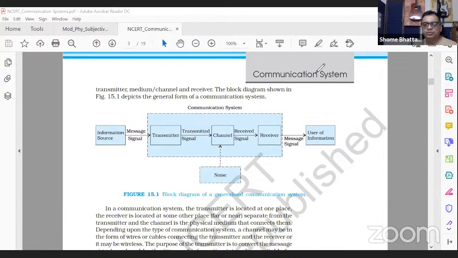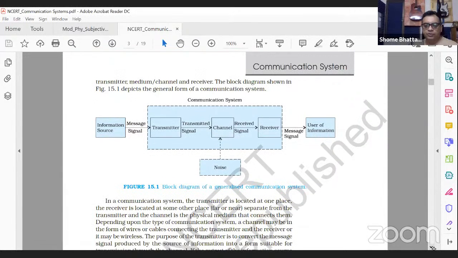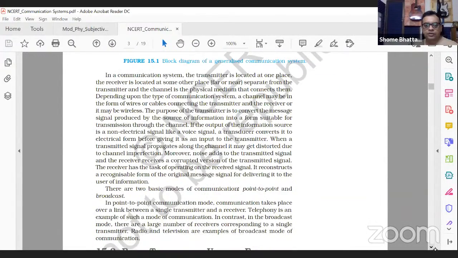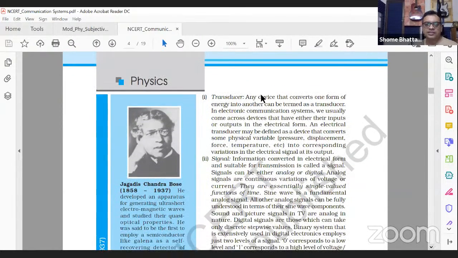Now where NCERT goes into a bit of more detail, which you will not need from your JEE point of view, but you will require from your board point of view, is first of all, a lot of different terms are defined and you should understand these terms. So for example, transducer, I told you about transducer also. It converts one type of information into another, or one type of energy into another. So electrical transducer may be a device that converts some kind of physical variable like pressure or sound pressure level or temperature or something like that into a corresponding electrical current or electrical signal. So that kind of thing is a transducer.